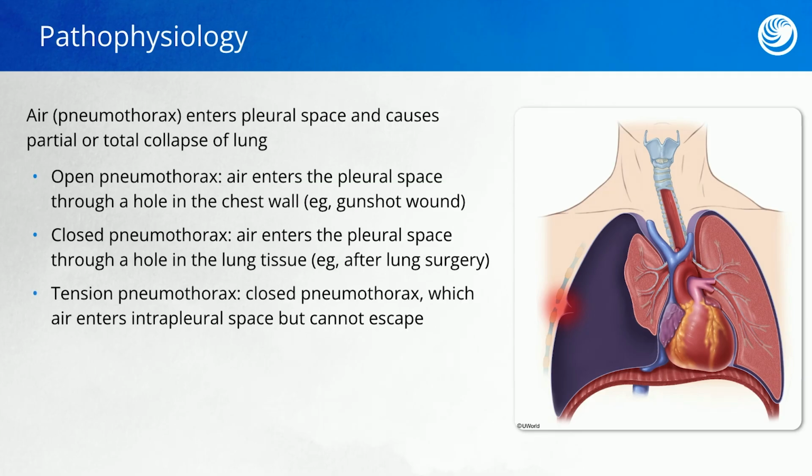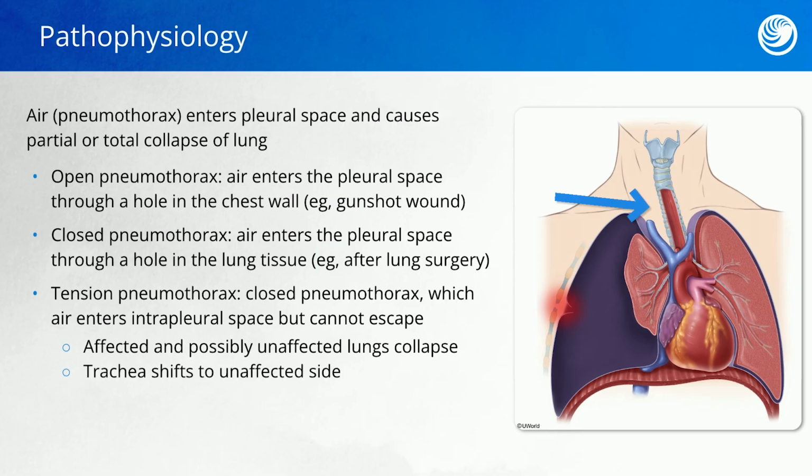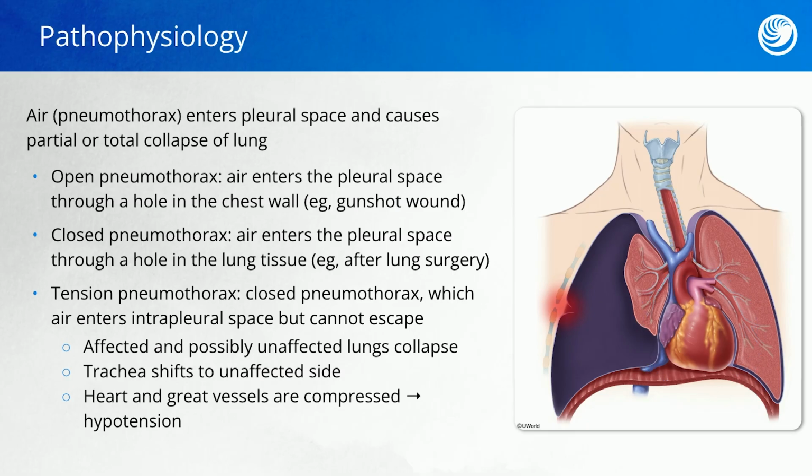This is when air enters that interpleural space, but it can't get out. And what happens is we have an affected and possibly unaffected lung collapse. Both can go. Our trachea will shift to that unaffected side, and our heart and great vessels are compressed. We don't have venous return back to the heart, which ends up in hypotension and lack of perfusion.